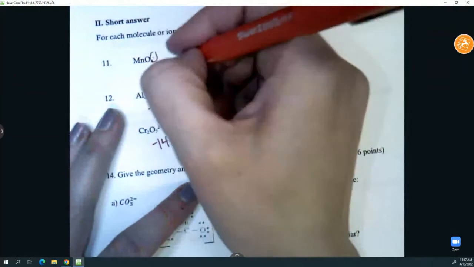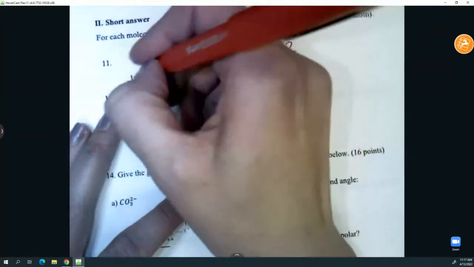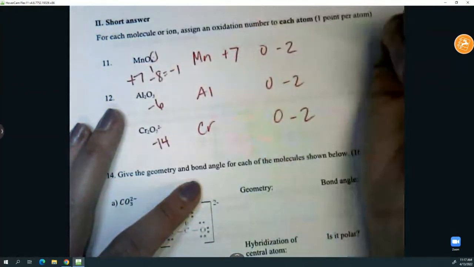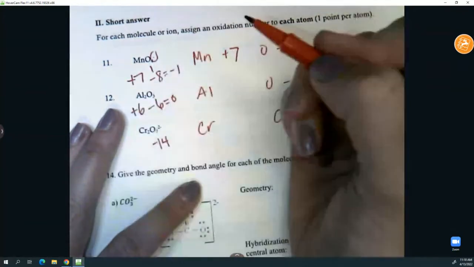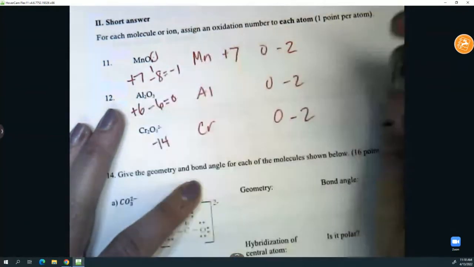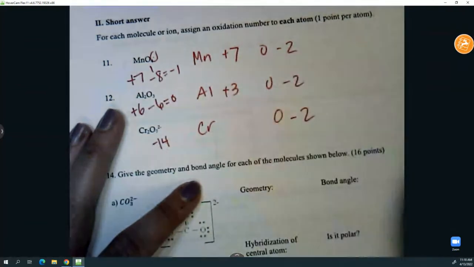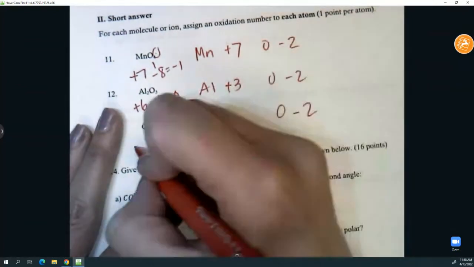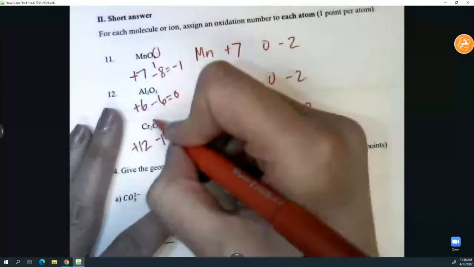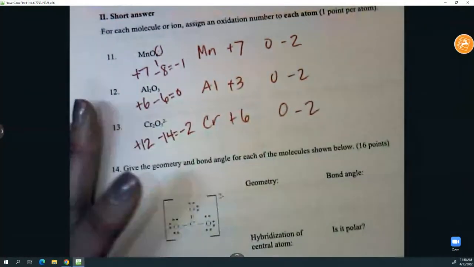So in this case, they need to add up to -1, so that must be +7. In this one, they need to add up to 0, so the aluminum must be +6, but that's split over 2 of them, so each aluminum must only be +3. And then down here, they need to add up to -2, so this must be +12, divided by 2 is +6.